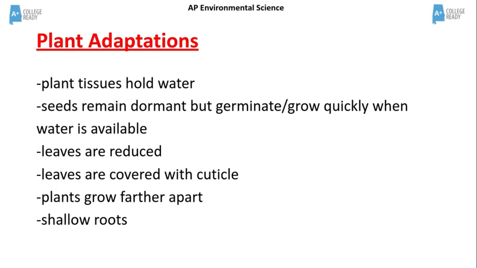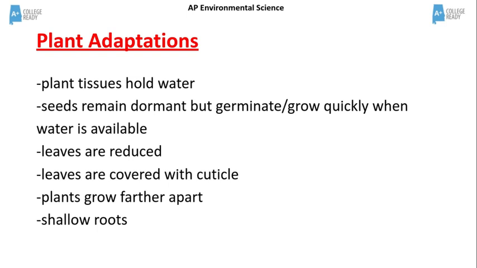There are several plant adaptations for life in the desert. Many plants store water in their tissues. These plants are called succulents. An example is aloe vera. Plant seeds are dormant but germinate rapidly when water is available. Leaves are reduced in size and covered with a thick, waxy cuticle to decrease water loss.